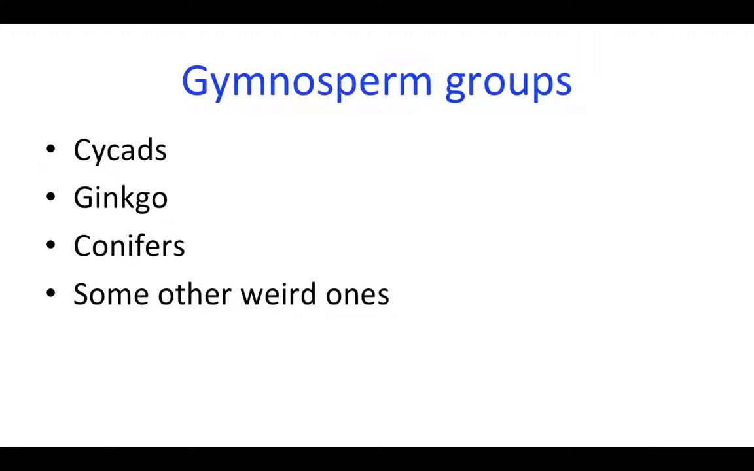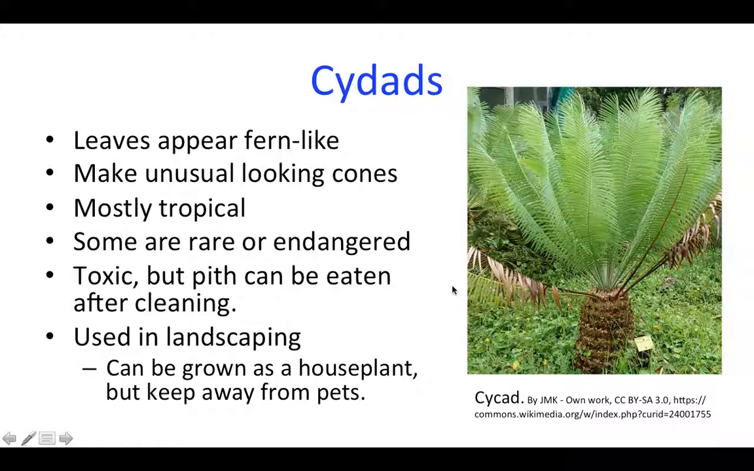We are going to talk about some different groups of gymnosperms. We'll focus on 3 of them, Cycads, Ginkgos, and Conifers. There is one other group of some pretty weird species. Let's look at Cycads first. One is pictured here, and as you can see in the picture, the leaves look fern-like. They are pinnate with leaflets coming off on both sides.